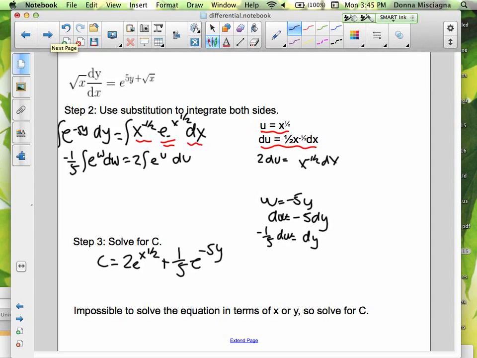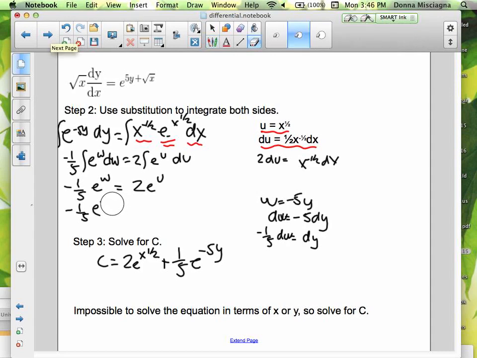Okay, so now we can just integrate this. We'll have negative 1/5, and this is just going to be e to the w equals 2e to the u. All right, so now first we've got to substitute back, and then we'll finish solving. So we have negative 1/5 e to the negative 5y, excuse me, not w, y. Close enough. And I'll put the plus c over here with this one.